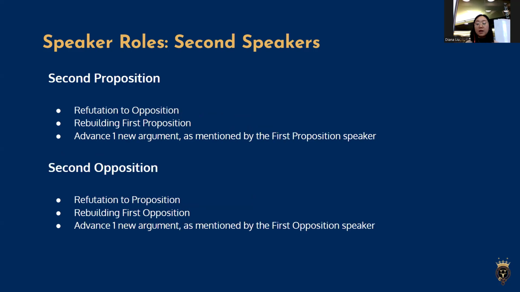This will be followed by the second proposition and the second opposition, who do more or less the same thing. You would be refuting whichever speaker went ahead of you, and then rebuild your partner's case by providing new analysis as to why the things that your partner said are still important or still stand within the round despite any refutation that was done against it. And this is optional, but you can also advance one new argument if time allows for it or you have really good arguments to advance.